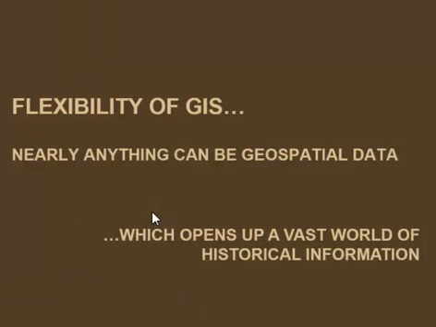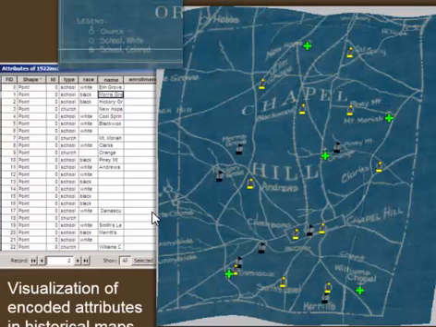Is that okay? Okay. So my approach to this is basically that GIS is such a flexible tool that we can use almost anything as geospatial data. And for people who are interested in the past, that means that it opens up a whole world of things that we can put into GIS and do things with, like visualize them and analyze them and so on. So I want to give you a couple of quick examples before I start talking about my big project.